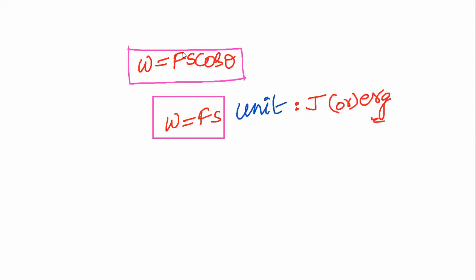The dimensional formula for work done is M1 L2 T power minus 2.